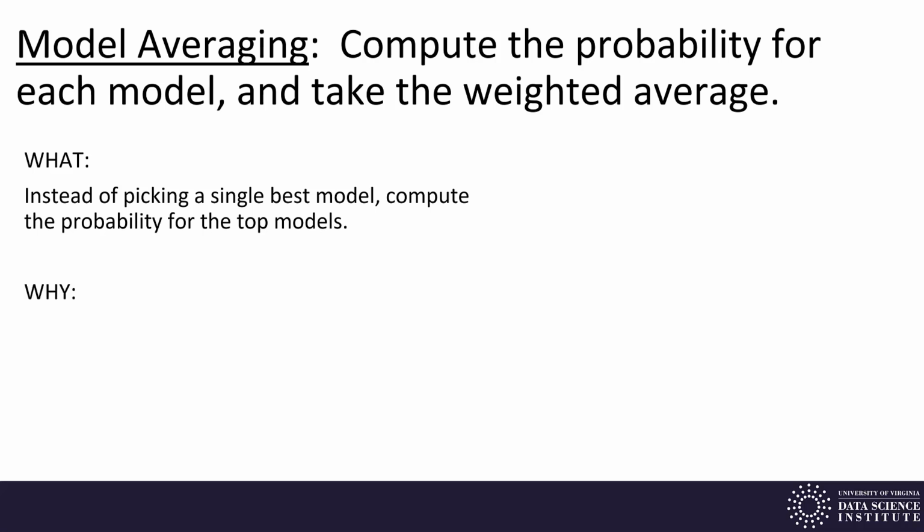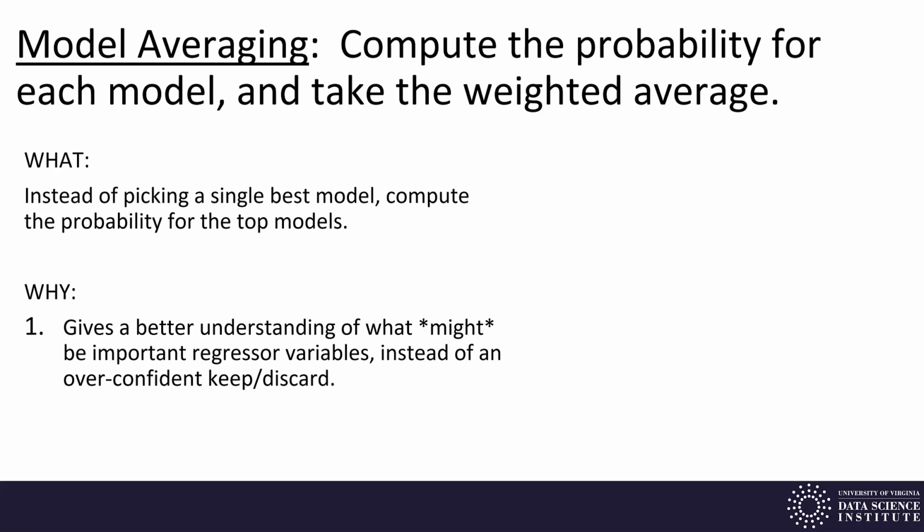So why would we want to do this? This gives us a better understanding of what might be important as a regressive variable. Right, in model selection, we either keep or reject. It's a binary decision, and it tends to make things look overconfident in how strong we are about the decision. In model averaging, we can compute probabilities that tell us how confident we can be in keeping or discarding some of our variables, particularly when we're choosing between models that aren't nested.